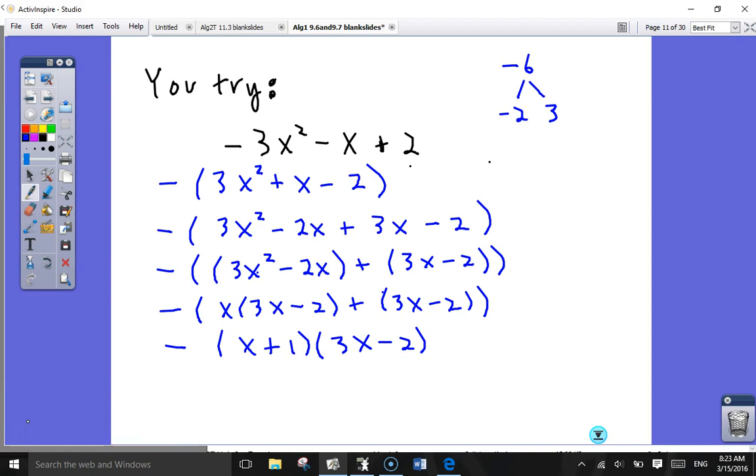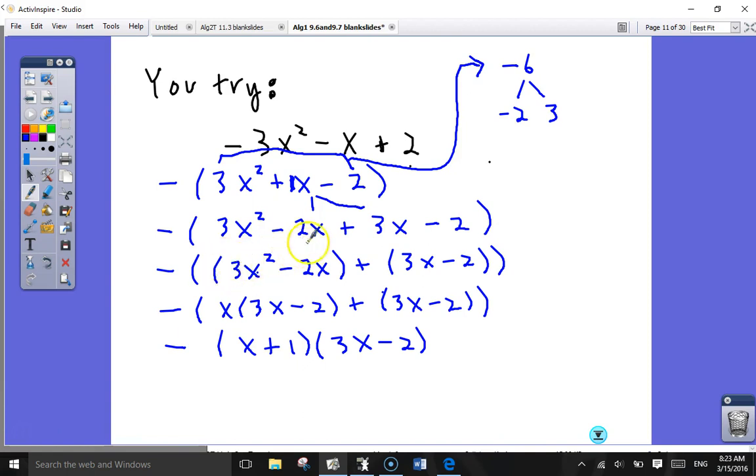So I'm going to try to do it over here so my voice is carried. So again, I factored out a negative in the first step. So what was left in parentheses, 3x squared plus x minus 2. I multiplied 3 times negative 2 to get negative 6. And I find the factors of negative 6 that add up to positive 1. Right? That would be negative 2 times positive 3. I split up the middle term, negative 2x plus 3x.